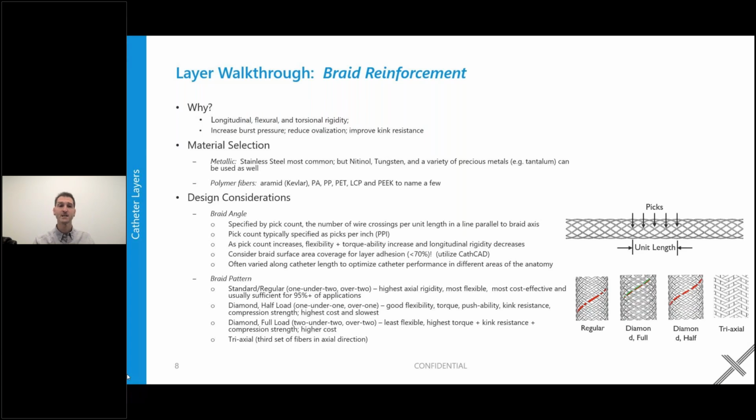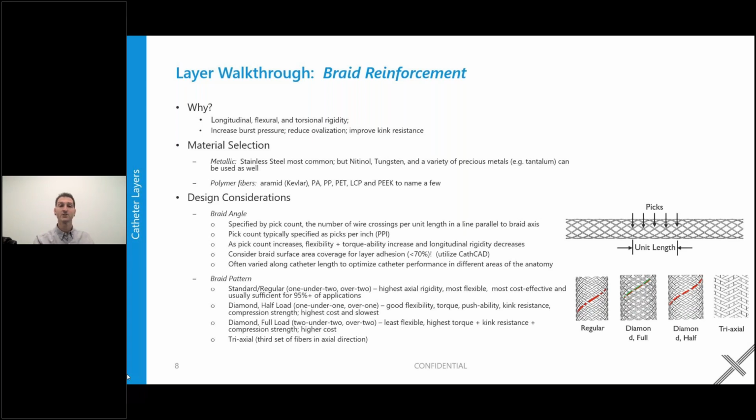Braid reinforcement is going to give you a structure with better longitudinal rigidity, better flexural rigidity, and better torque response. You're going to have more burst strength. You're going to have less ovalization than having no braid at all. And you'll have improved kink resistance, again, over having no braid at all.